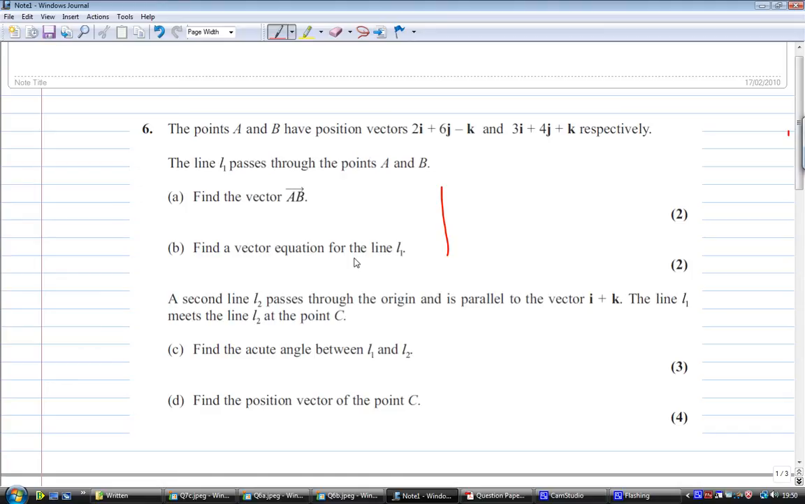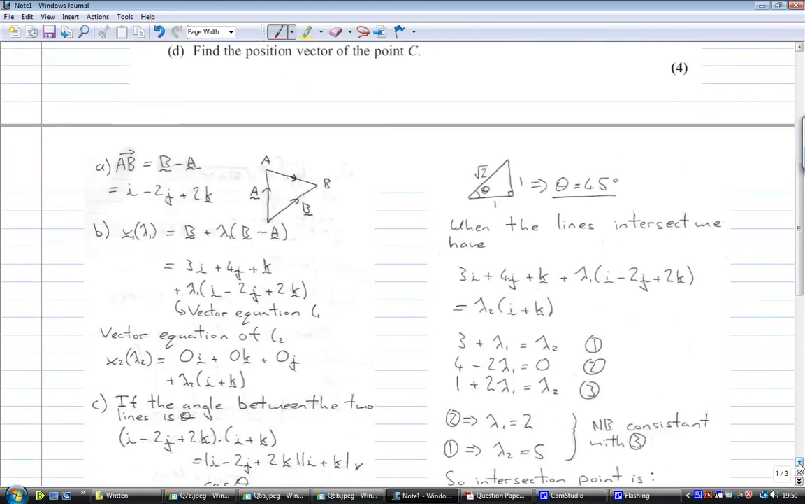So let's have a look at doing part A first then. AB written like this means from A, which is given here, to B. A is at the end of your position vector, it's just a point. B is just a point here, and we've got to go from there to there. So we're going to have to go minus A, because you're going backwards along A, and plus B. So that's why it's like that.